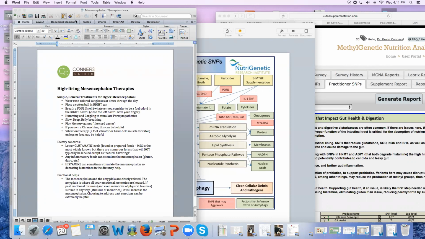So why this big word, mesencephalon? It's because the part of the brain that controls the sympathetics is in a part of the brain called the mesencephalon. So the mesencephalon is in the deep part of the brain.